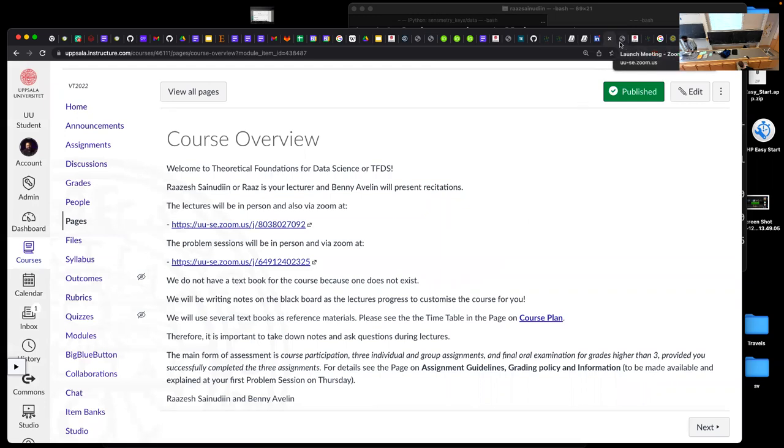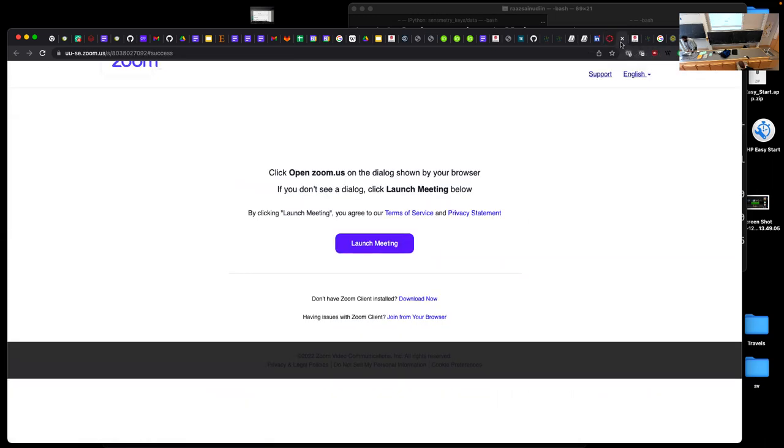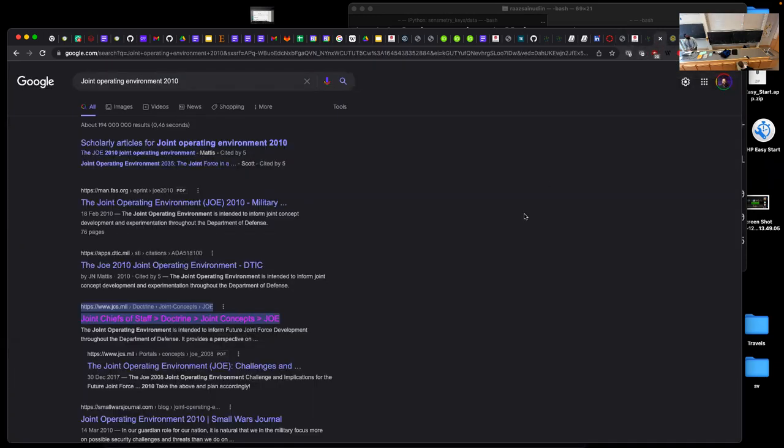So let's start with a few resources I wanted to share. If you do a Google search for the joint operating environment, I guess when you turn on the light, you can't see the screen. So you can maybe turn off the light until we go back to the board. So maybe it's a little bit clearer.